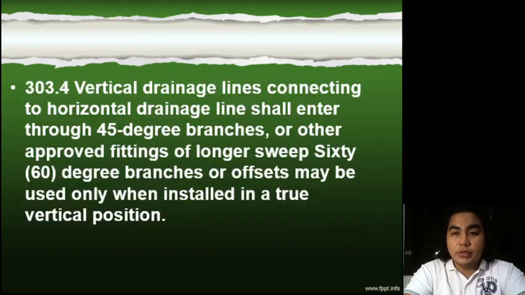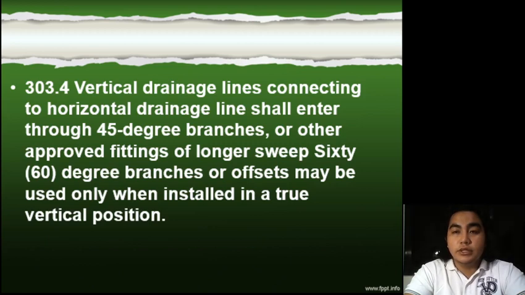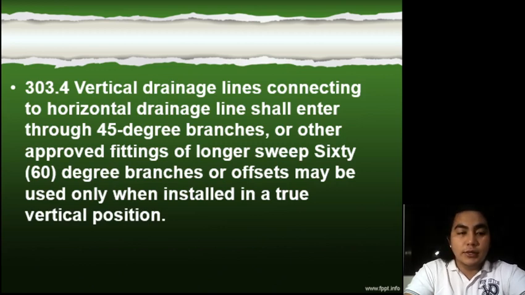and other combinations. 303.4, or the vertical drainage lines connecting to horizontal drainage line, shall enter through 45-degree branches or other approved fittings of longer sweep. 60-degree branches or offsets may be used only when installed in a vertical position.